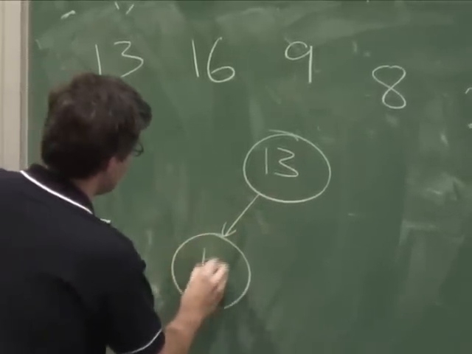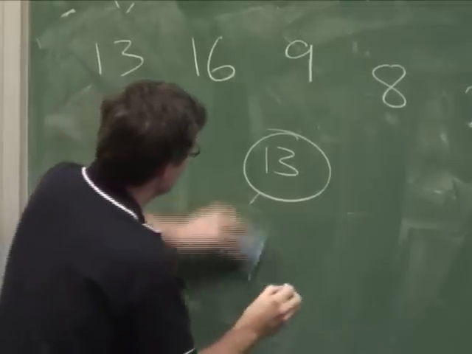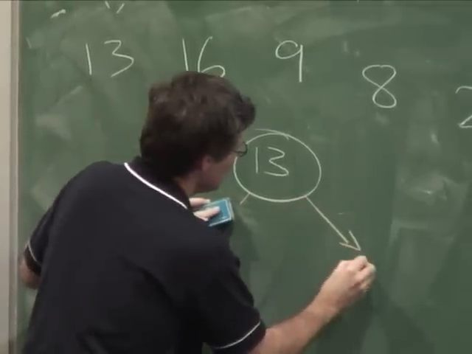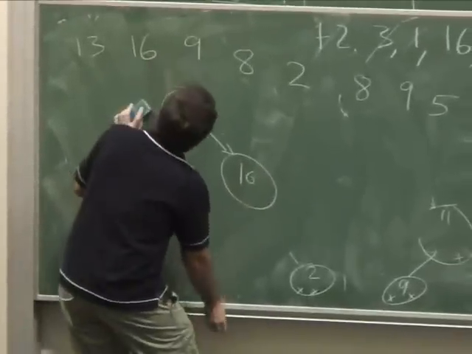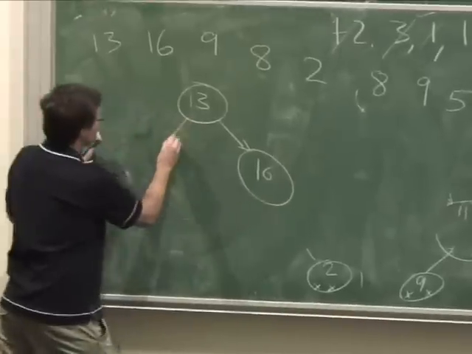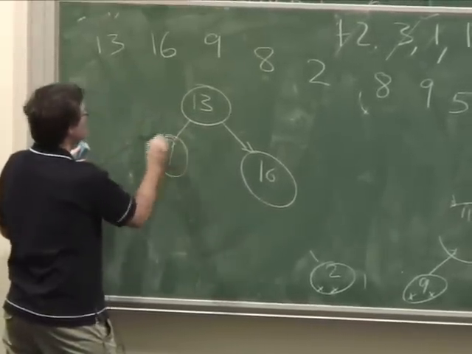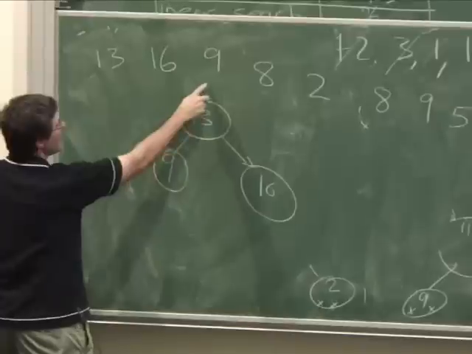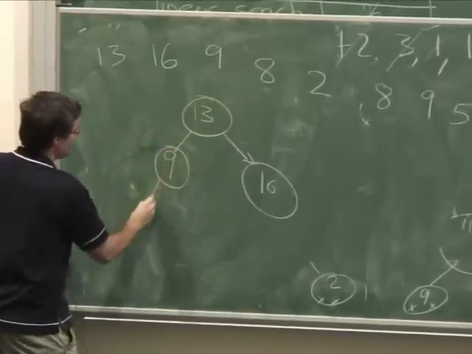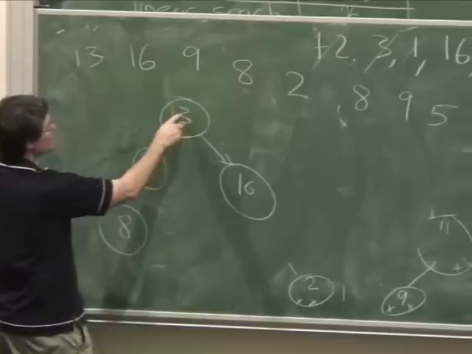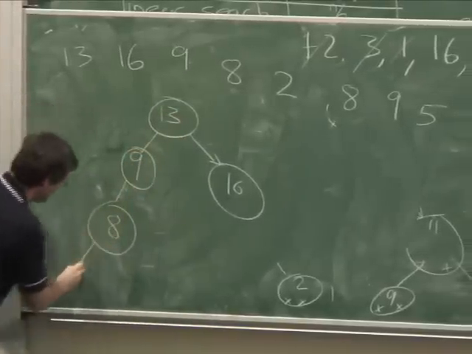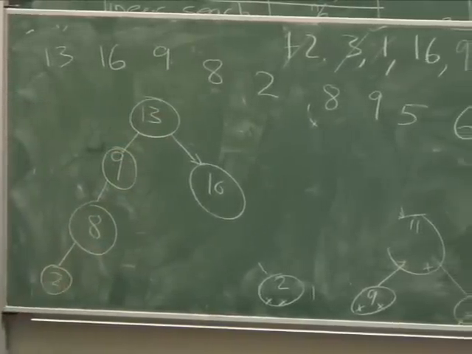Bigger numbers go to the right. 16, and 9 is smaller than 13, so that goes there. And 8 is smaller than 13 and it's smaller than 9, so it goes there. And 2 is smaller than 13, smaller than 9, smaller than 8, so it goes here. Another degenerate tree.